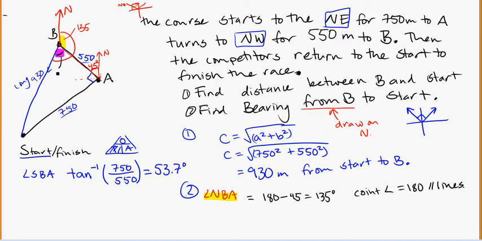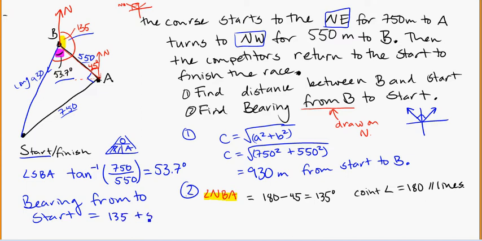So inside of here, we've got 53.7 degrees. So our bearing that we're looking for from B to the start is just going to be adding up the 135 there and the 53.7. So 135 plus 53.7 is equal to, we'll round it, 198 degrees. And that is the actual bearing, so that is our final answer.